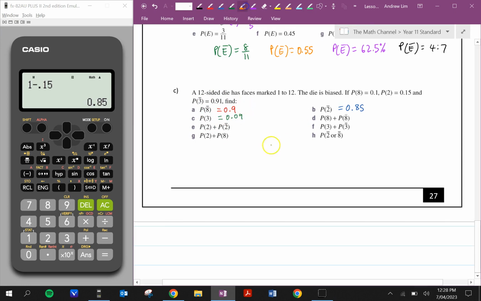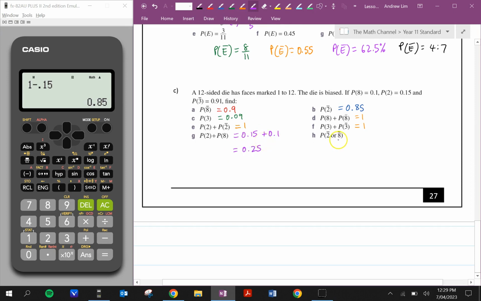Alright, questions D, E, and F should all be nice and easy because we're adding two complementary events. So the probability of 8 plus not 8 is just 1. 2 and not 2 is also 1. 3 and not 3 is also 1. So that should be nice and easy. Question G, the probability of 2 and the probability of 8. Well, here the probability of 2 is 0.15. The probability of 8 is 0.1. So we've got 0.15 plus 0.1, which is 0.25.